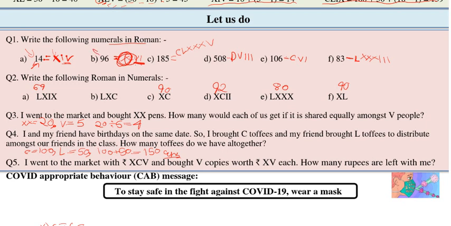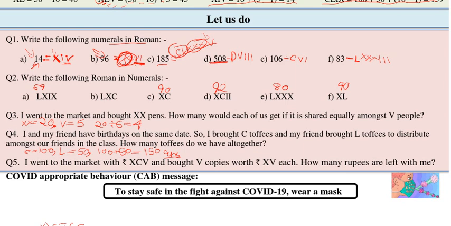Okay, 185 is CLXXXV. How? See, CL is 100 plus 50, 150, 3 X's are 30, that is 180, and V is 5, 180 plus 5, 185. D, 508, that is equal to DVII. Okay, same goes for 106, that is CVI. 83 is LXXXIII.